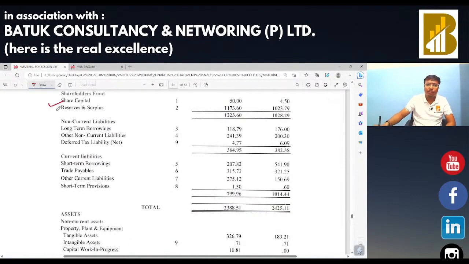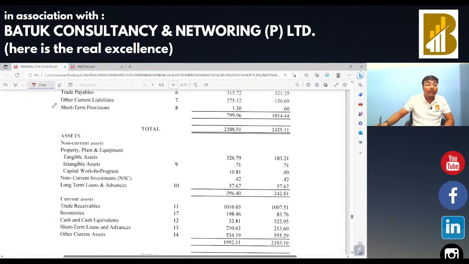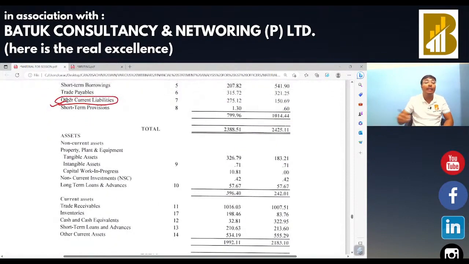Share capital is not an important issue from a GST perspective. Reserve and surplus is also okay. Long-term liabilities, other borrowing, default, short-term trade, other current liabilities, we need to check the same if there is any GST payable. In that case, we need to check on the GST portal whether the same has been paid by electronic cash ledger or not.